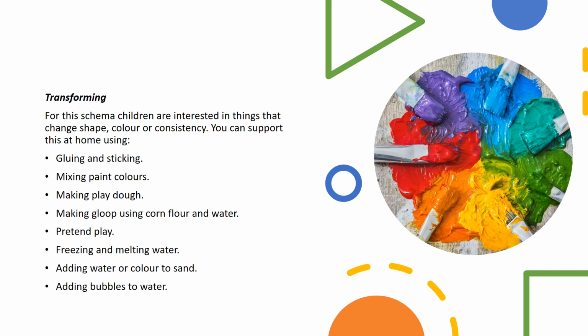For a transforming schema, children are interested in things that change colour, shape or consistency. You can support this at home using things such as gluing and sticking, mixing paint colours, making Play-Doh or baking, making gloop using corn flour and water, taking part in pretend play, freezing and melting water, adding water or colour to sand, or adding bubbles to water.